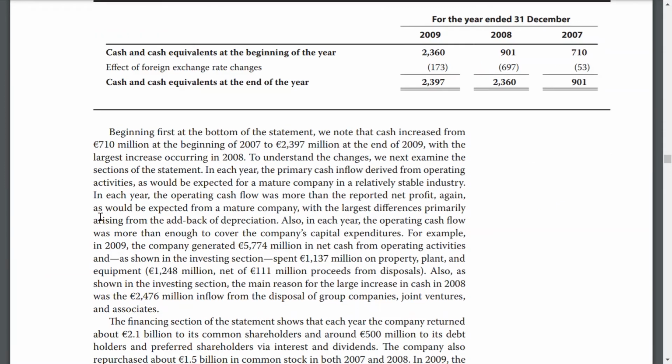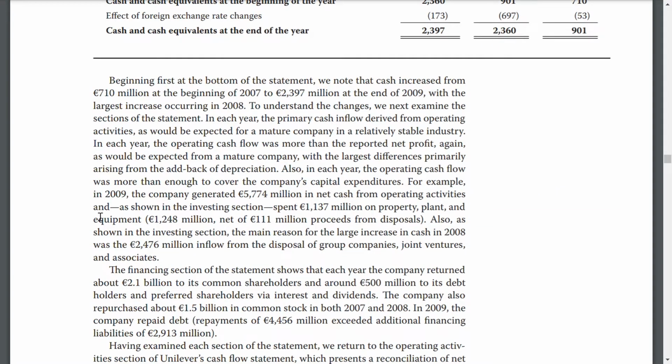Beginning first at the bottom of the statement, we note that cash increased from 710 million euros at the beginning of 2009 to such an amount at the end of 2009, which is a large increase occurring in 2008. To understand the changes, we next examine each section of the statement.